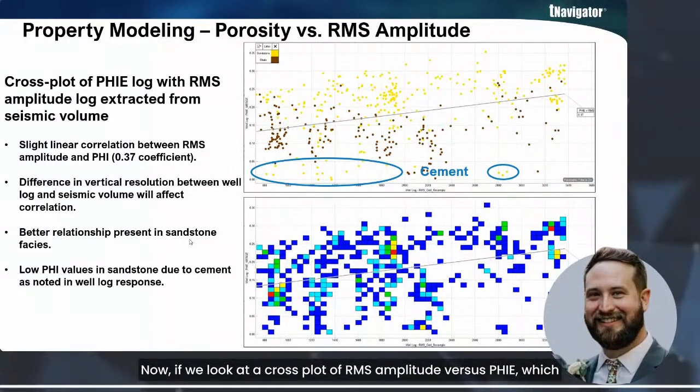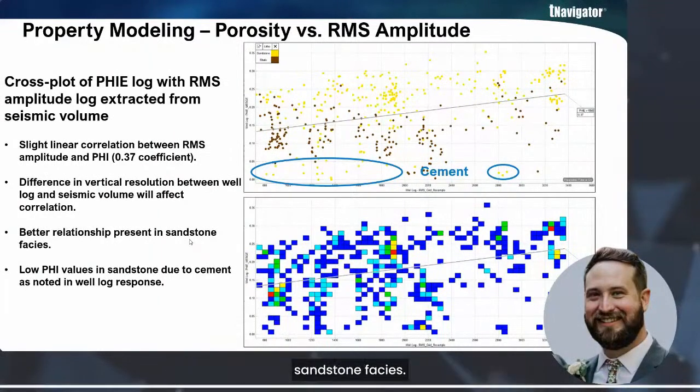Now, if we look at a cross plot of RMS amplitude versus PHIE, which is all provided, the RMS amplitude was extracted using our attributes calculations in T-Navigator. We can see there's a relationship, and a stronger relationship, of course, in the sandstone facies. So here we just did a simple mudstone sandstone facies pick in the two wells. There are a couple of cases where we have some low porosity sandstone, and there are cements present in the formation. So that's how we're accounting for that. But overall we see a decent coefficient.